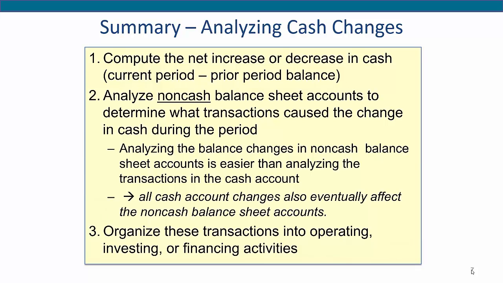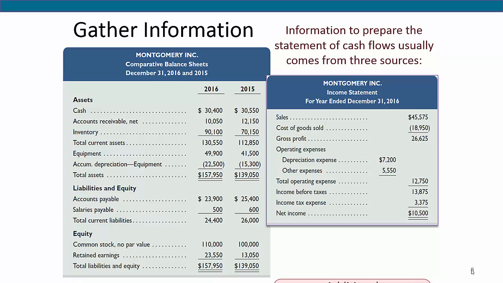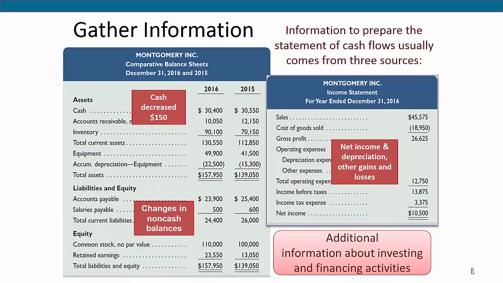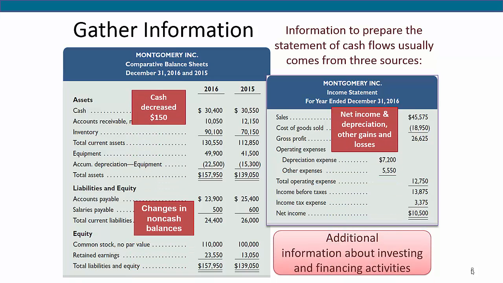In summary, we compute the change in cash, analyze non-cash balance sheet accounts to determine which transactions caused the change in cash during the period. Then we organize those transactions into operating, investing, and financing activities. Information to prepare the statement of cash flows usually comes from 3 sources. First, comparative balance sheets, from which we can determine the change in cash and all other balance sheet accounts.